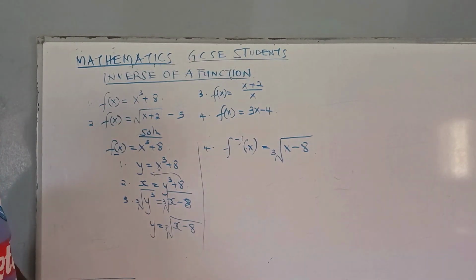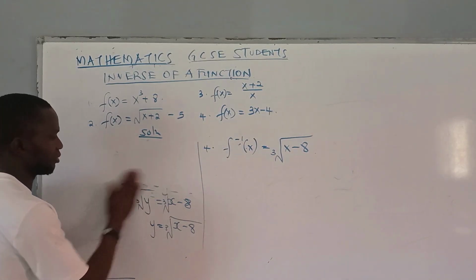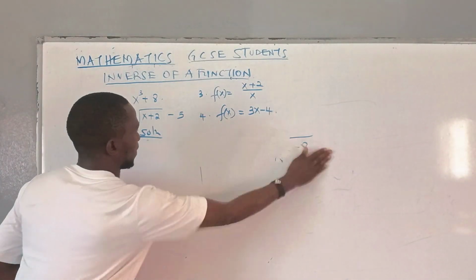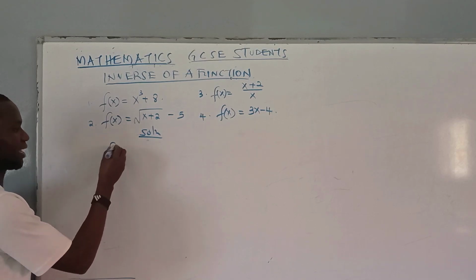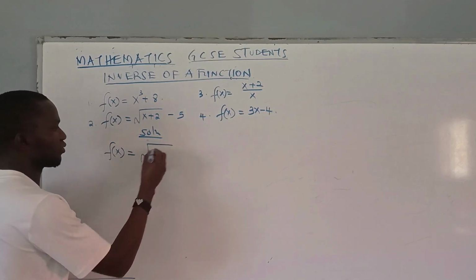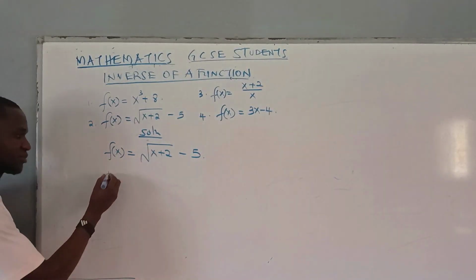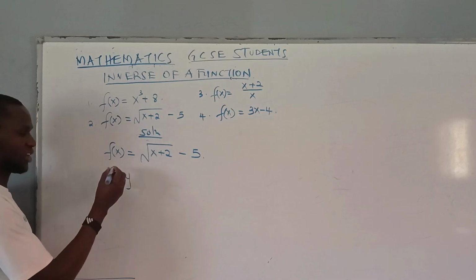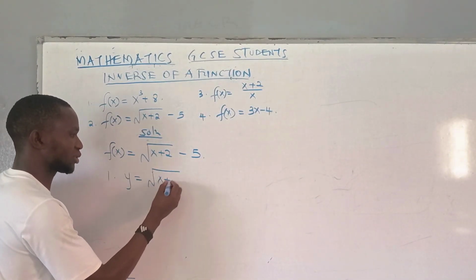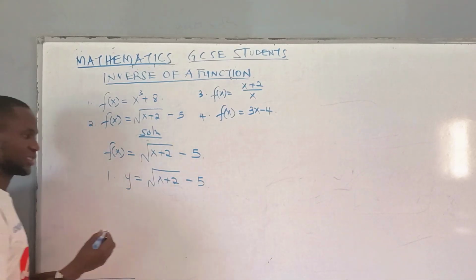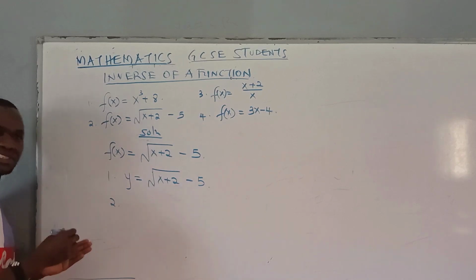In our second example, we are given f of x is equal to root of x plus 2 minus 5. Step number 1, write the function as y is equal to root of x plus 2 minus 5. Step number 2, write any y in form of x and any x in form of y.